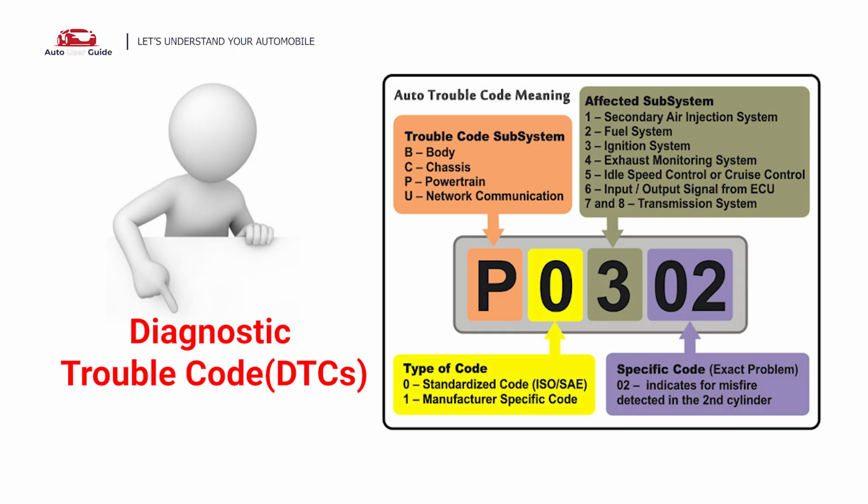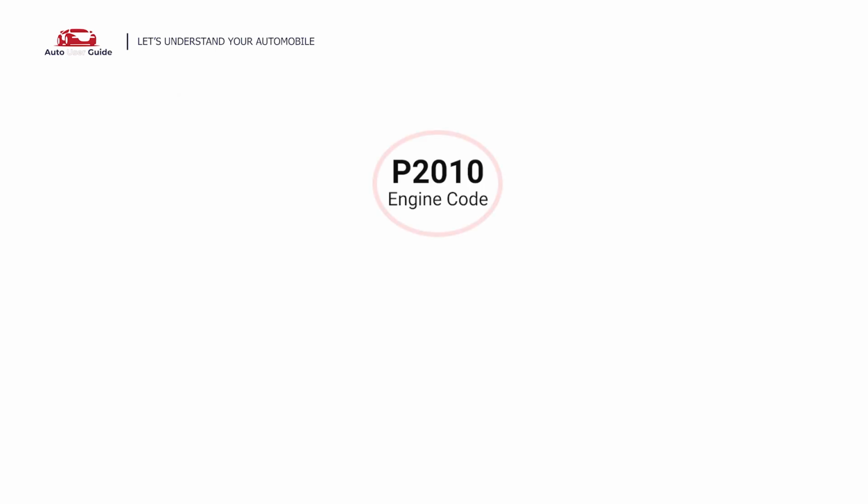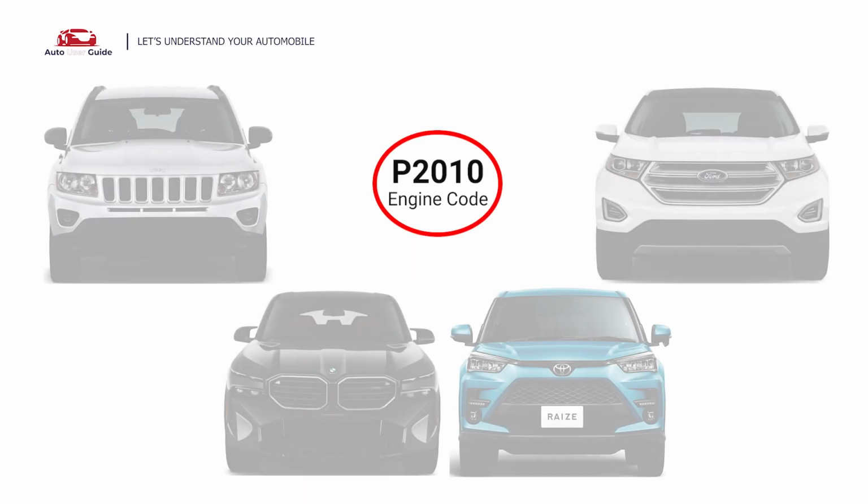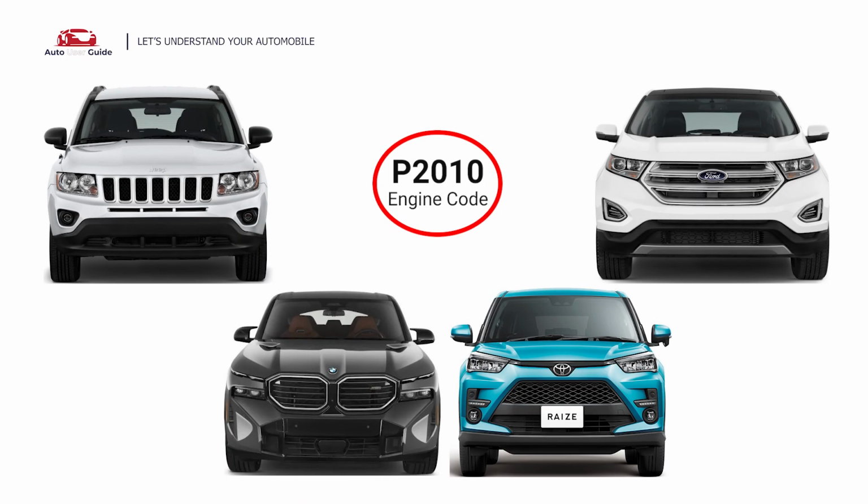Each DTC code corresponds to a specific issue in your vehicle. This error code occurs in any OBD2-equipped vehicles, especially those manufactured since 1996. It is commonly found in Jeep Compass, Ford, Toyota, and BMW models.